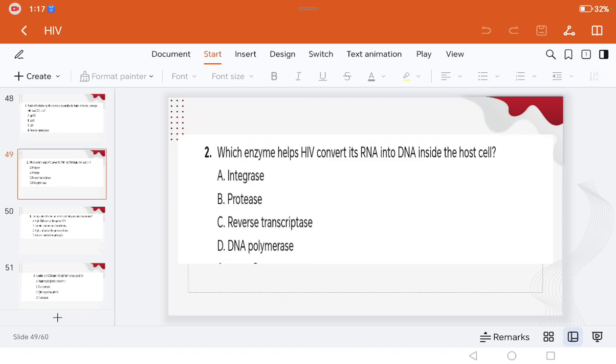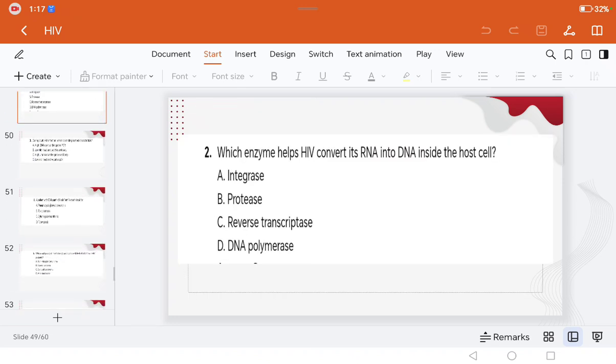Glycoprotein 41. Number two, which enzyme helps HIV convert its RNA into DNA inside the host cell? A. Integrase, B. Protease, C. Reverse transcriptase, D. RNA polymerase. So the correct answer is C.